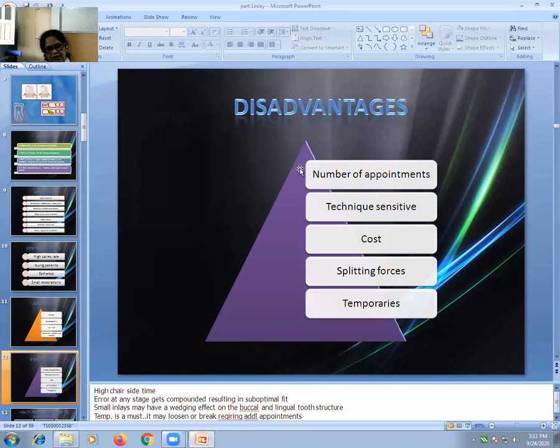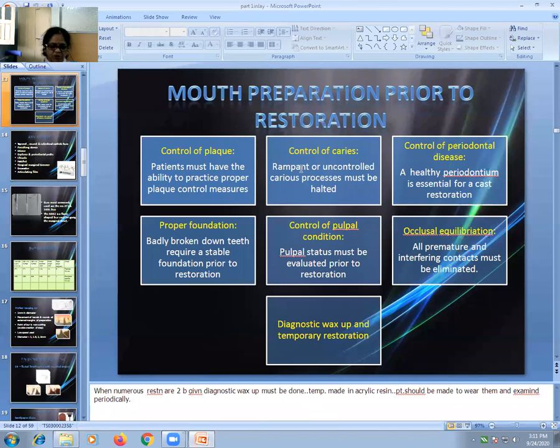And in this, temporization is required. This is another disadvantage. So now you know about the indication, contraindication, advantages and disadvantages. So what exactly do we need to do? Mouth preparation prior to the restoration.